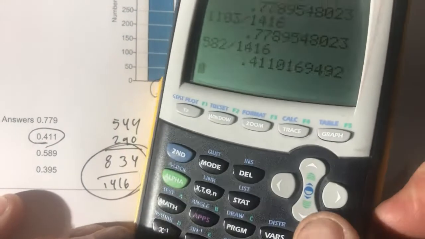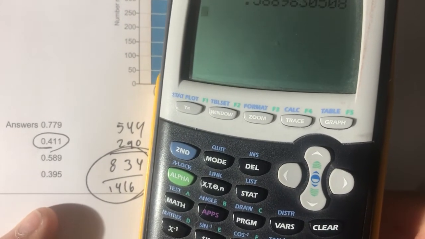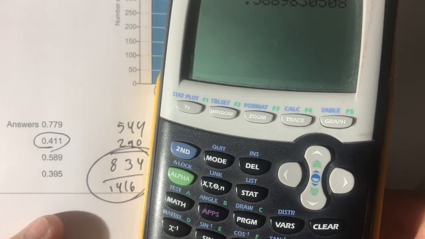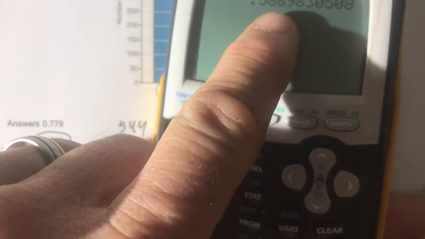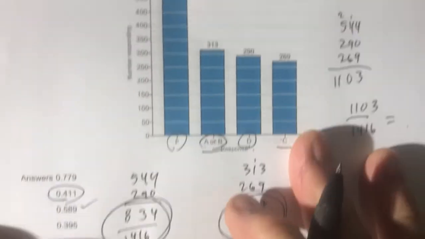So 834 divided by 1416, I get 0.5889. This 9 makes the 8 go up to 9, so 0.589, which you can see we're right there.